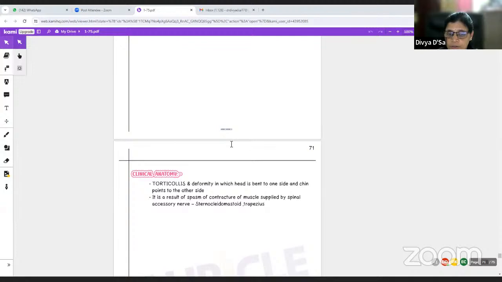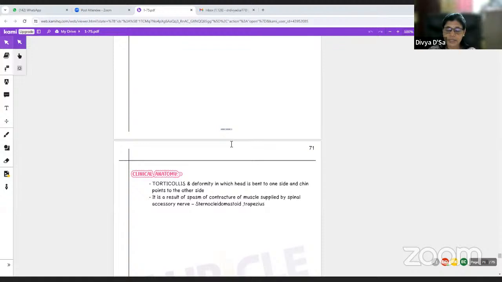It is basically a result of the contracture of the muscle supplied by the spinal accessory nerve. That is the sternocleidomastoid as well as the trapezius. They are all supplied by the spinal accessory nerve. So when these muscles go into spasm, it results in torticollis, right?